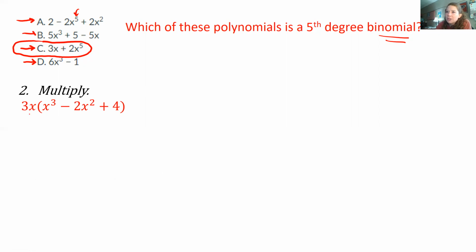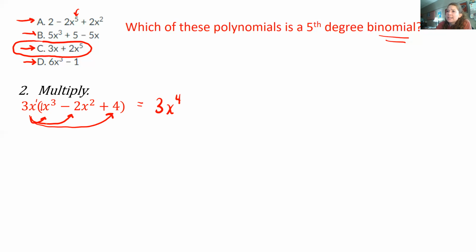So here we have a monomial, 1 term, times a trinomial, 3 terms. So we're just using the distributive property. And then you got to remember those exponent rules, okay? So 3x, there's 1 x raised to the first power. So 3x times x to the third, since it's a multiplication problem, we're going to add those exponents. And the coefficient of this number right here is a 1. So 3 times 1 is 3. And then when we add those 2 exponents together, we get x to the 4th.